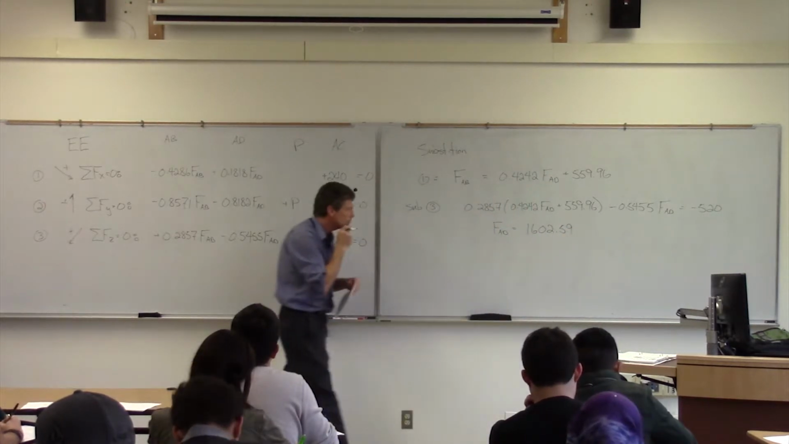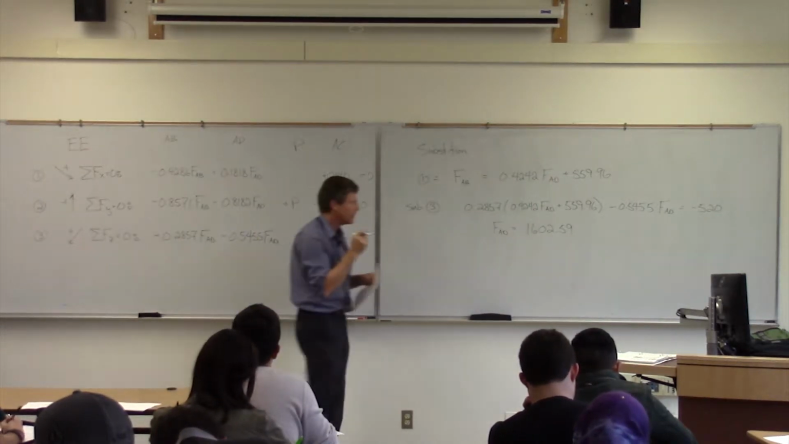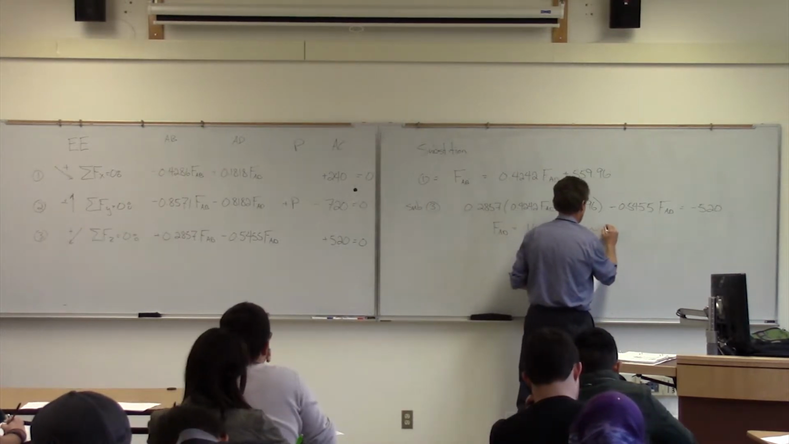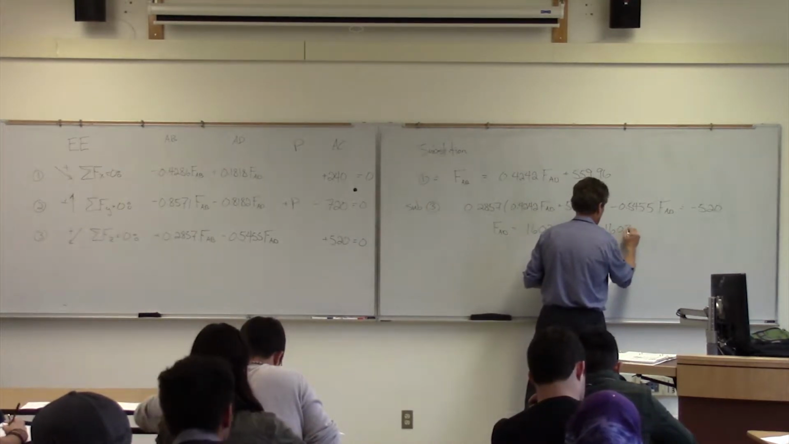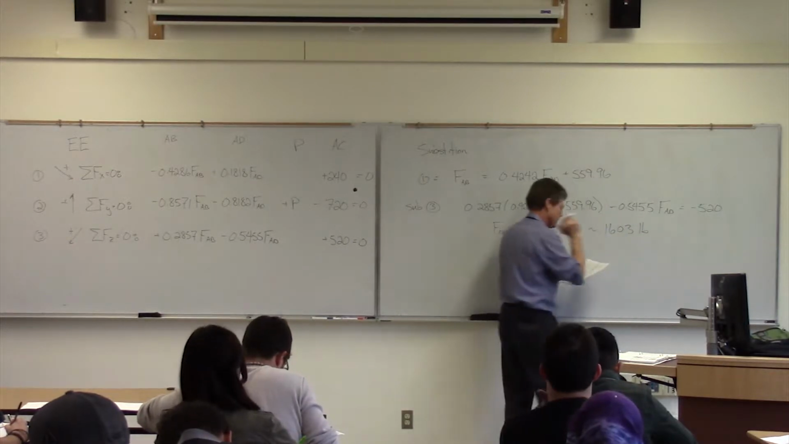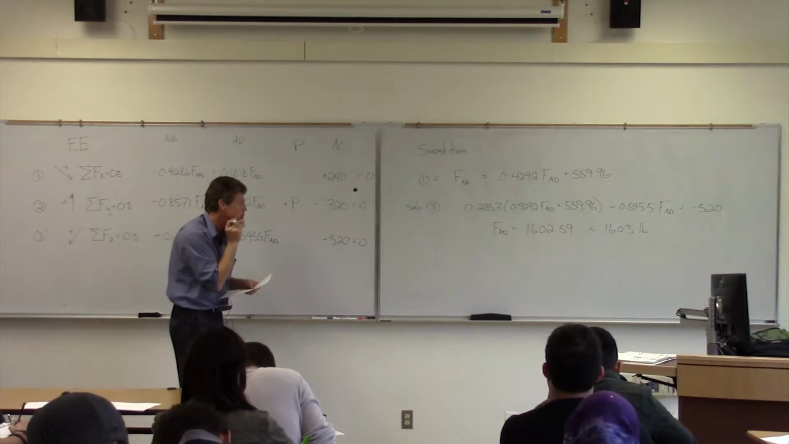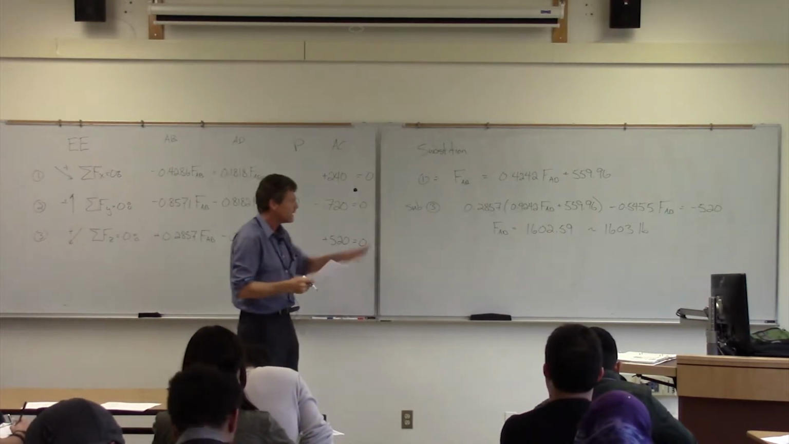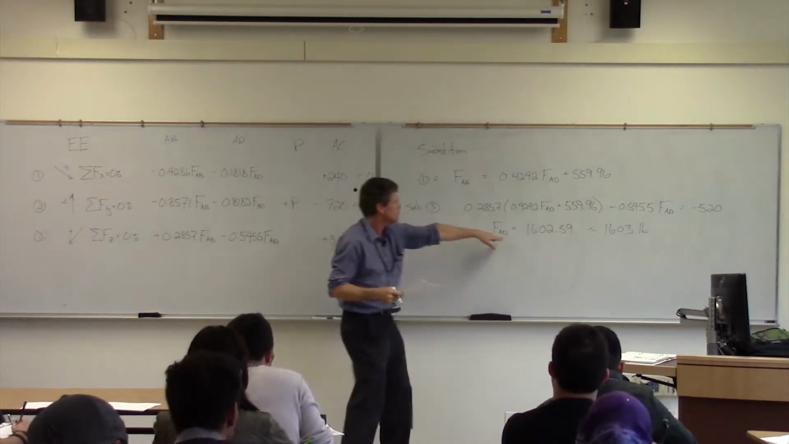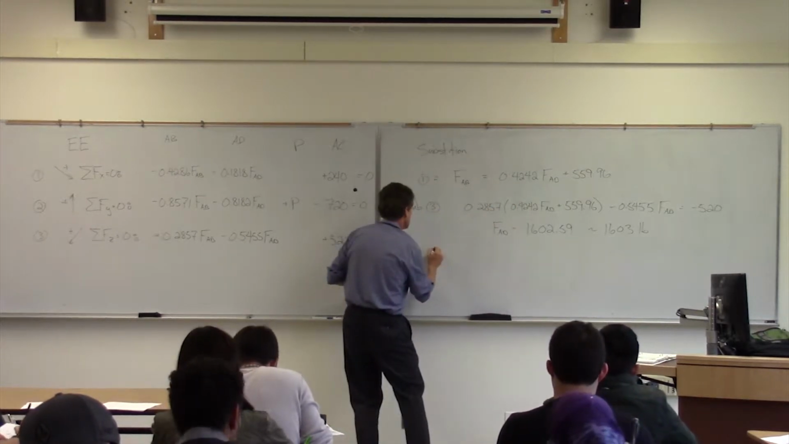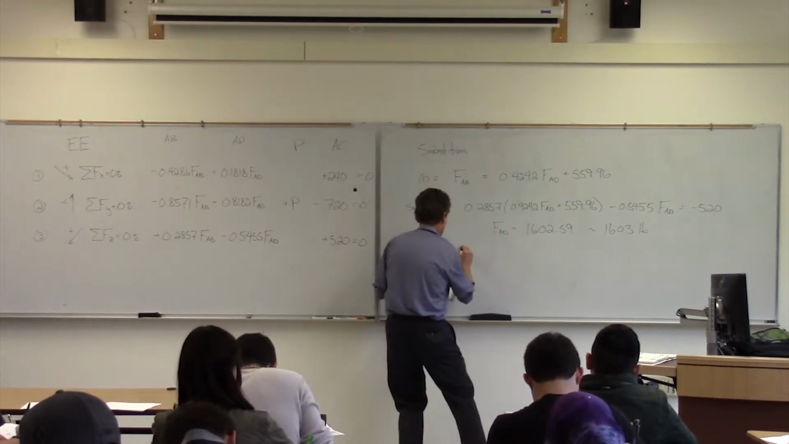And I end up with 1602.59. Now, in terms of if I was going to report that, I'd simply cut it down to 3 or 4 digits there. I do carry that extra digit around, though, because what I'm going to do now is take that and substitute it back into this equation. So back to my new 1 there.